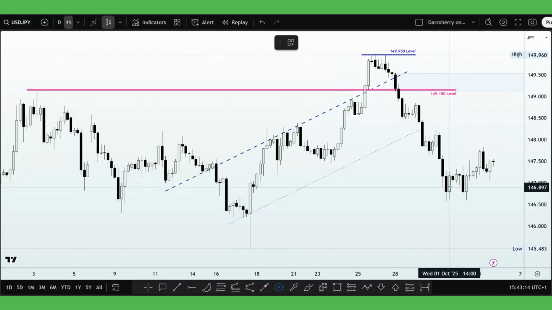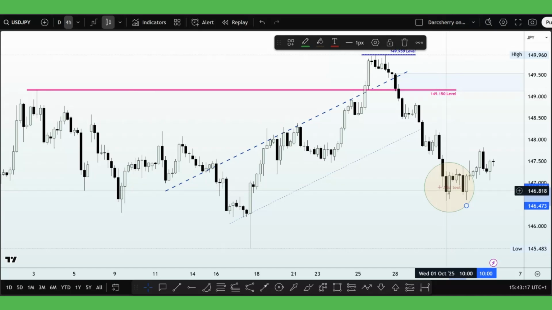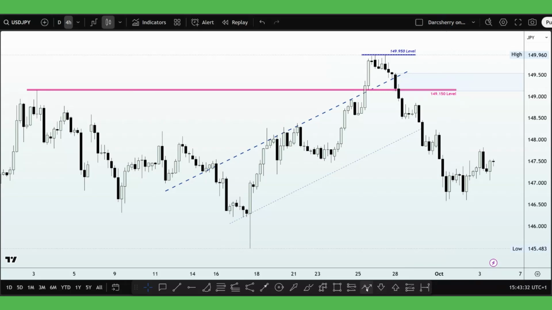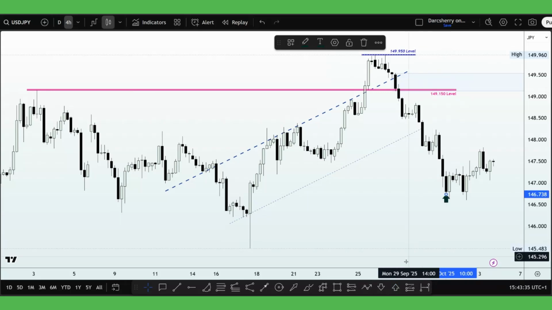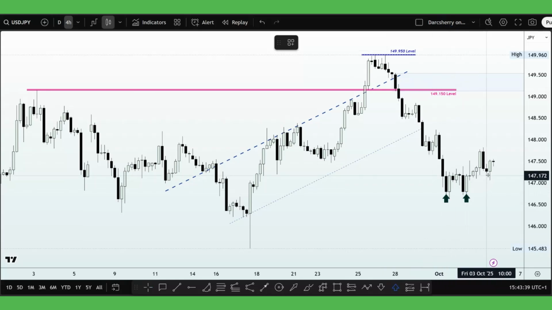This was midweek. This was on Wednesday's trading session. The dollar gained some ground as Fed officials kept a hawkish tone. Buyers stepped in around this area at the 147-ish to stop the slide. You can see consistent bounce from this particular area, as you can see here, and in fact it led to some higher lows here.